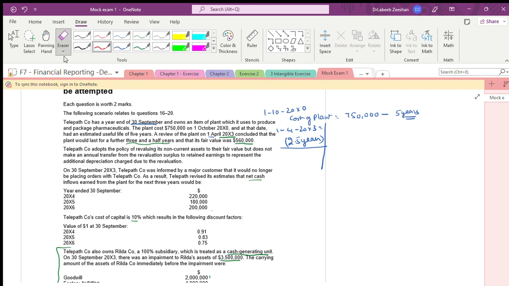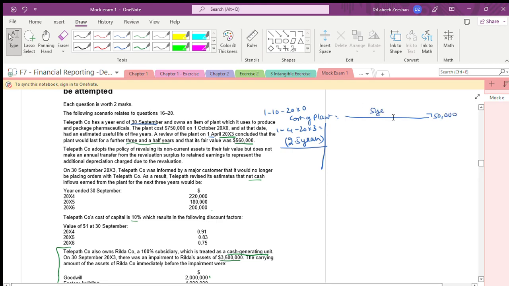I will put a little bit here. Cost of the plant is how much? 750. This is for how many years? 5 years. Less depreciation. Depreciation for how many years? 2.5 years. Why 2.5 years? October 2000 to 2001, 2001 to 2002. From October 2002 to April, how many months? Three months and three months, 6 months. Is it right?